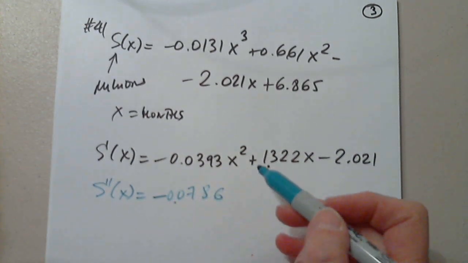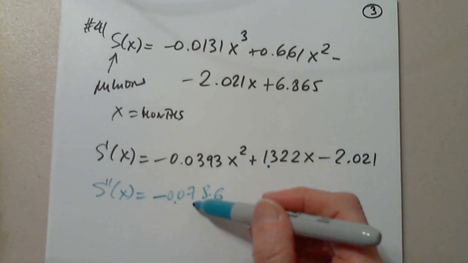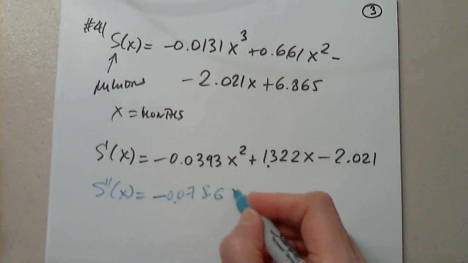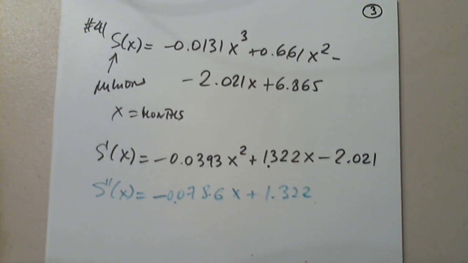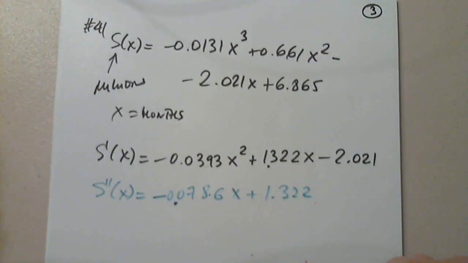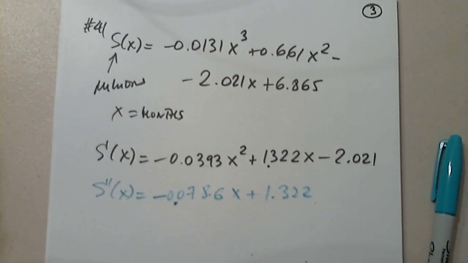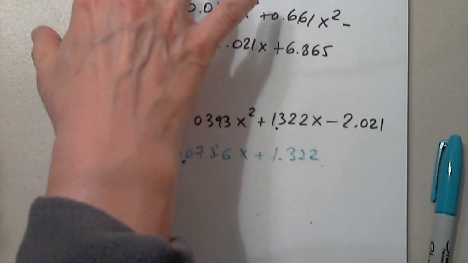So the second derivative is negative 0.0786 x plus 1.322. Awesome. Now what? What is the next step? In order to find the points of inflection or point of inflection, what do I need to do next? How do we find the points of inflection?